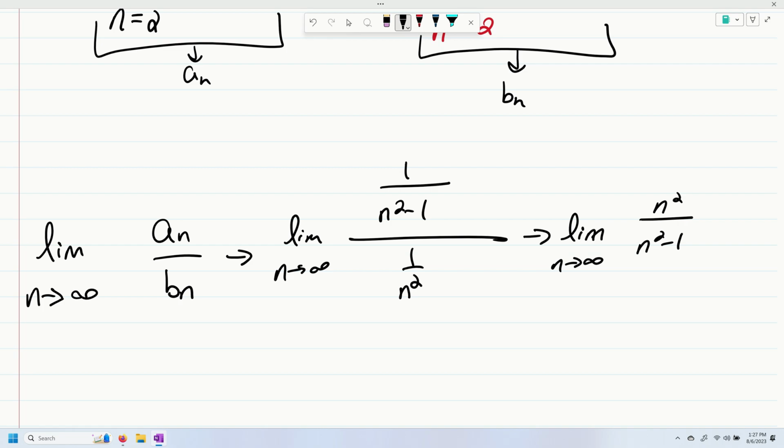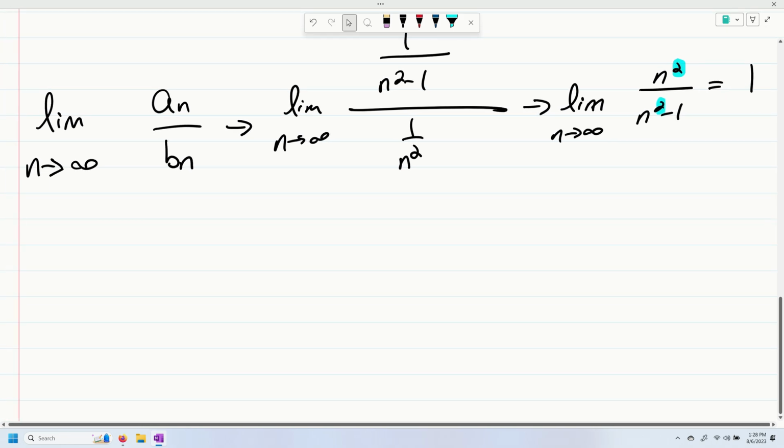And when you look at this, notice that the degree of the numerator and denominator are the same. And as the limit of n goes to infinity, this is just going to equal 1. That's it.